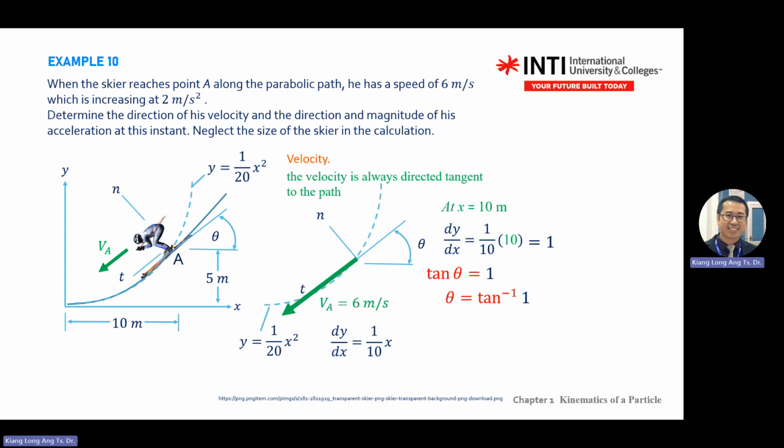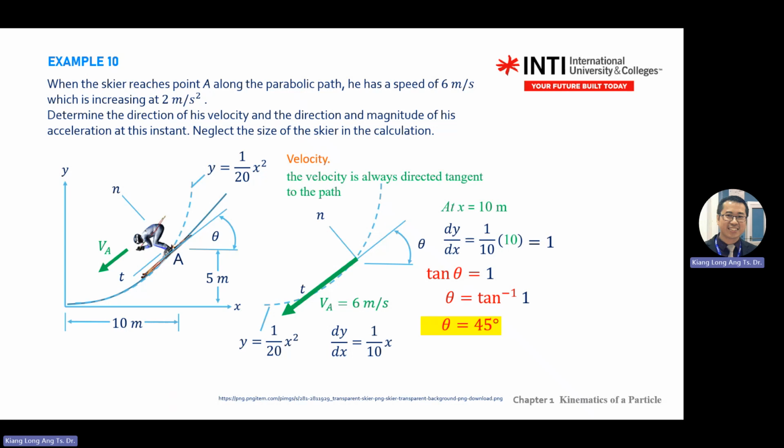This one you need to refer back to the curve. But anyway, you just remember tangent equal to dy/dx. This is the angle, right? dy/dx. This is dy, this is dx, to find the angle. In this case, you know that it's 1, so the angle is 45.